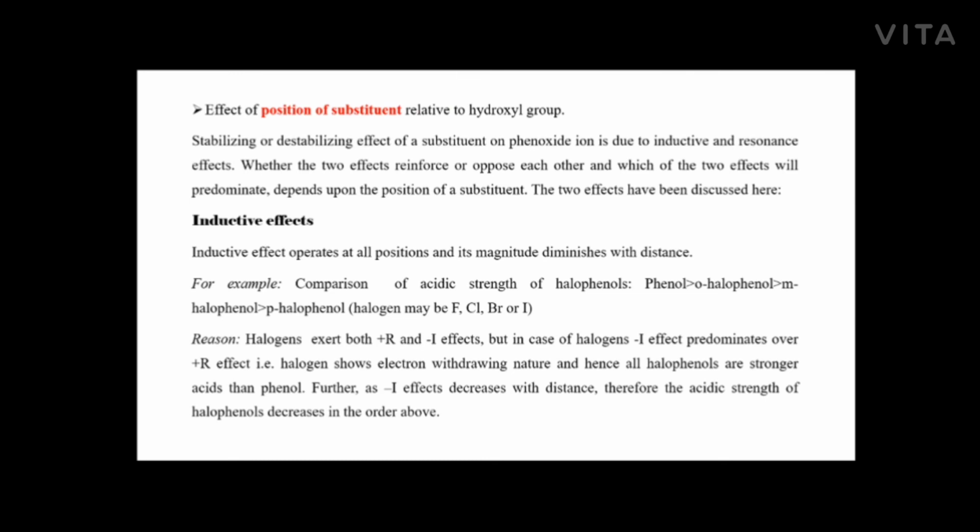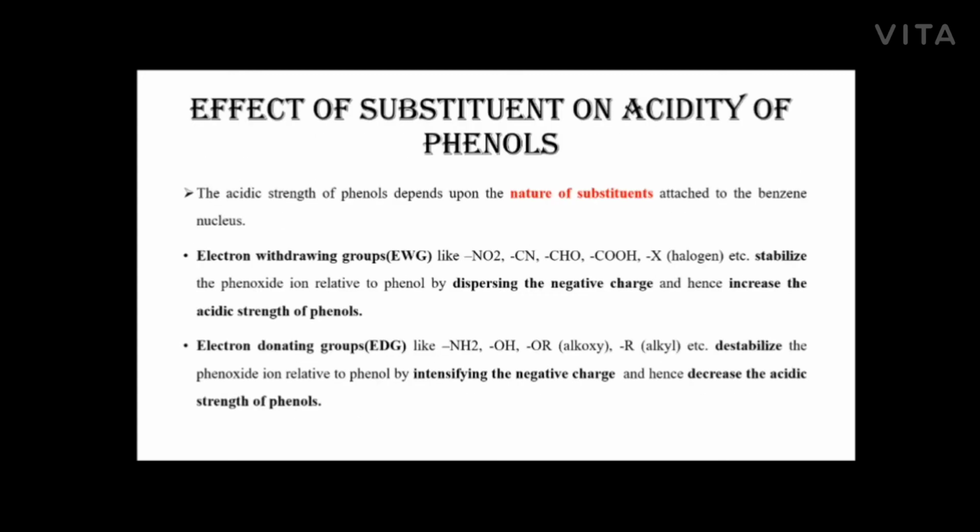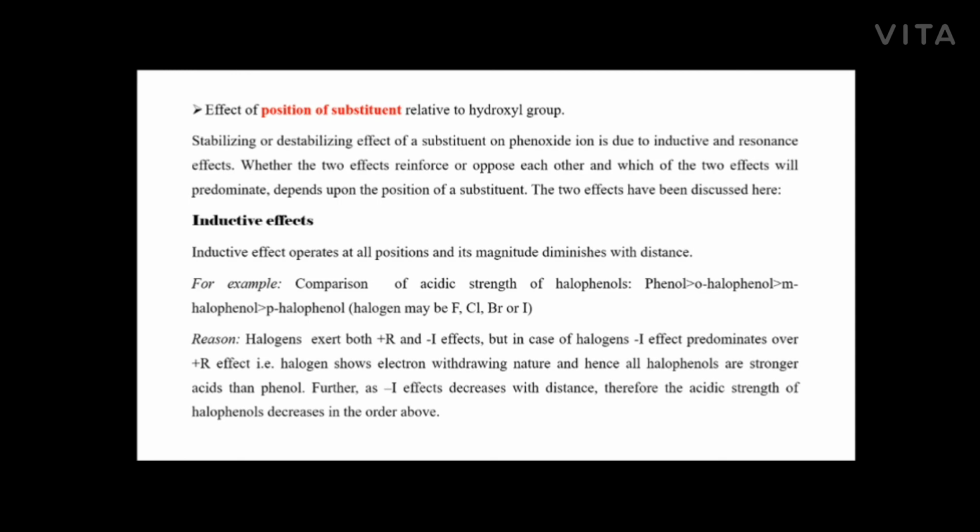So why is it so? Because halophenols, as I have mentioned, basically show the plus R and minus I effect both. Okay, but in case of halogen, minus I effect predominates over plus R effect. So therefore halogens show electron withdrawing nature, and hence all halophenols are stronger acids than phenol. Further, minus I effect decreases with the distance, therefore the acidic strength of halophenol decreases in the order above.